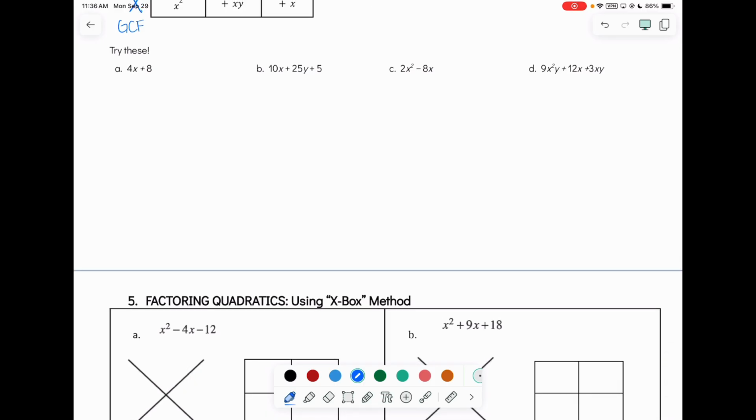This is just practicing with GCF here. All of these have a GCF of some sort that you can factor out, okay?